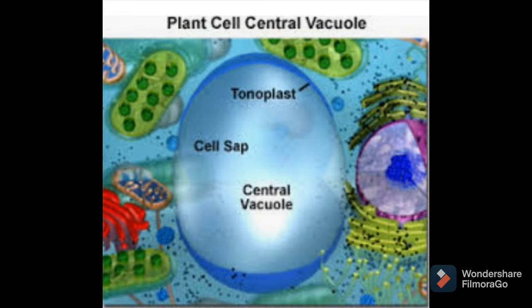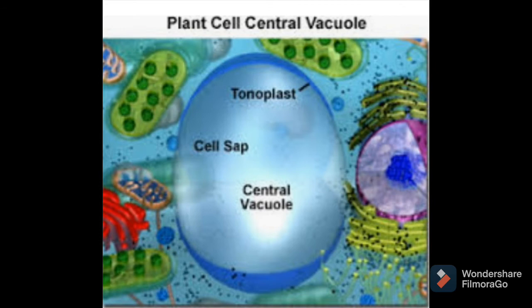What is meant by cell sap? Cytoplasm is the jelly-like substance present inside the cell, and nucleoplasm is the jelly-like substance present in the nucleus. Like this, the fluid present inside the vacuoles is called cell sap. Cell sap is rich in materials like minerals, sugar, organic acids and carbohydrates.